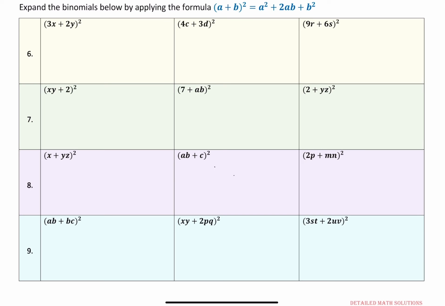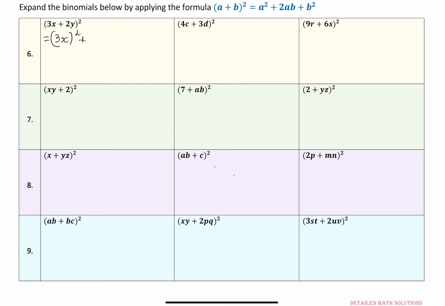(3x plus 2y) squared. In this binomial, the first factor is 3x, and it corresponds to the a in the formula. The 2y corresponds to the b in the formula. So when we apply it, this binomial will equal the first factor squared, (3x) squared. I put it in parentheses because the square applies to both factors of this term, 3 and x.